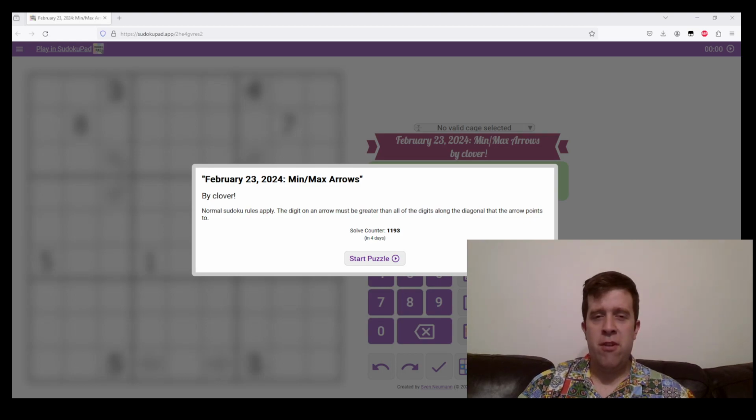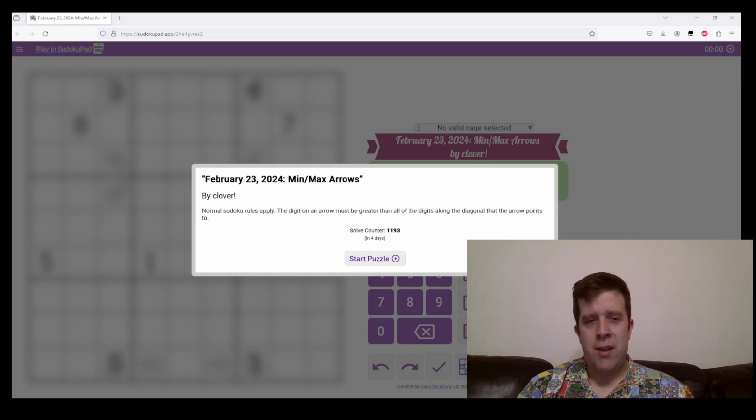This puzzle, February 23, 2024's Min-Max Arrows by Clover, is today's puzzle. Philip Newman is also around. He also solves and sets puzzles from time to time. So this puzzle is Clover's. It's in the link below if you want to give it a go before I do it.